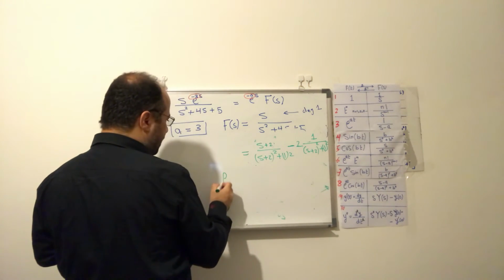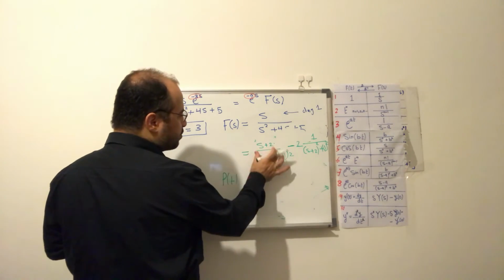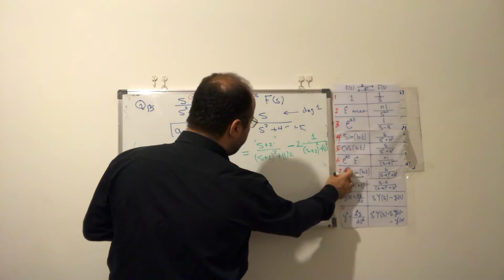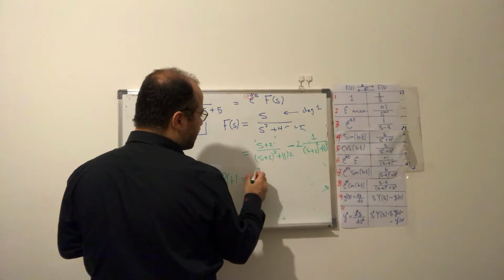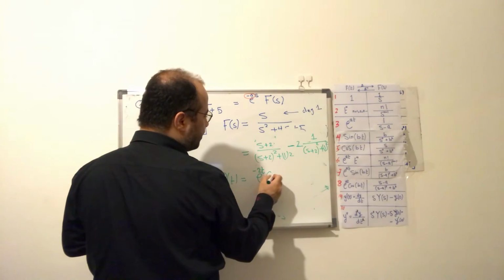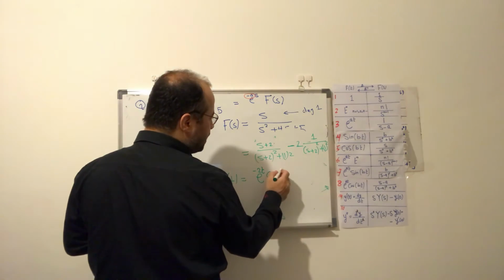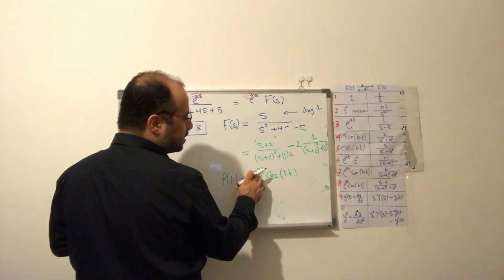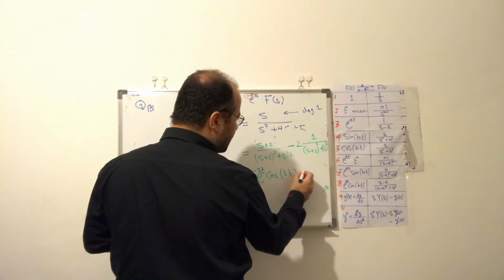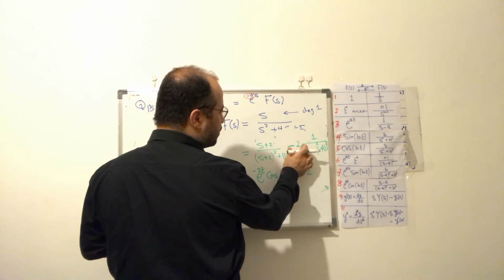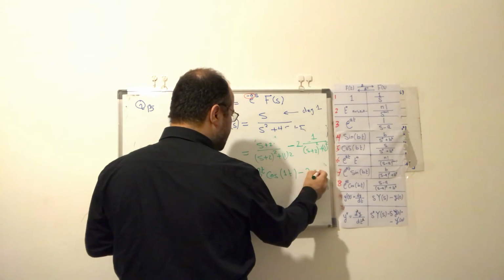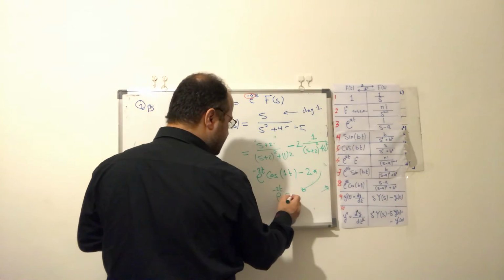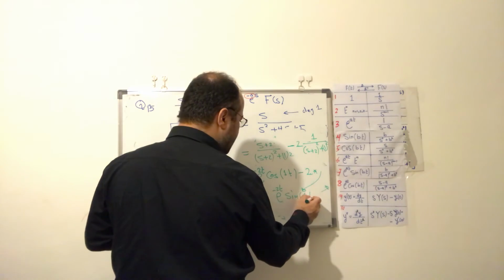Now if you want f small of t, for the first one you're going to have exponential at, but we know that a is minus 2t, and then we have here cosine bt, b is 1, so you're going to have 1t, right? So here is b and here is a. And then the other one is minus 2, I took the minus 2 outside, and then I'm going to have e to the minus 2t, and then sine 1t, right?